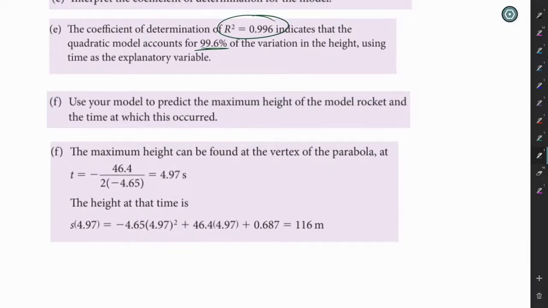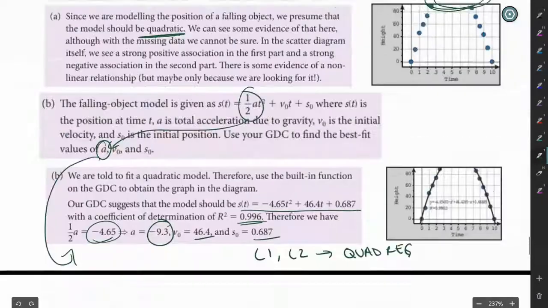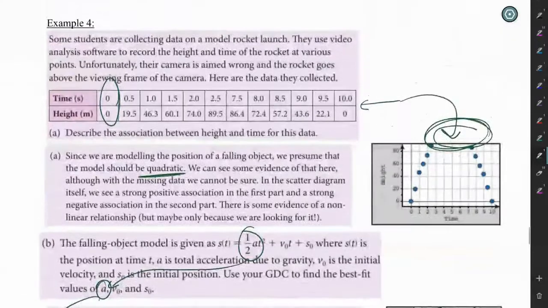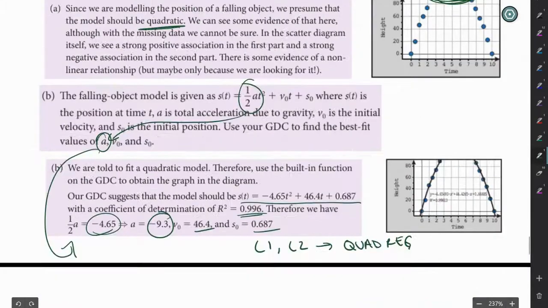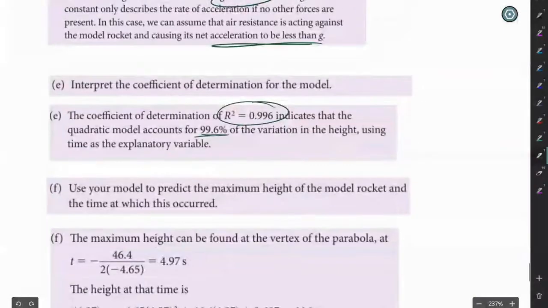So use your model to predict the maximum height of the model rocket and the time at which this occurred. So remember, that was the part of our data that we did not get to record. Remember, it was off the chart here. We couldn't record it. There was a mistake.